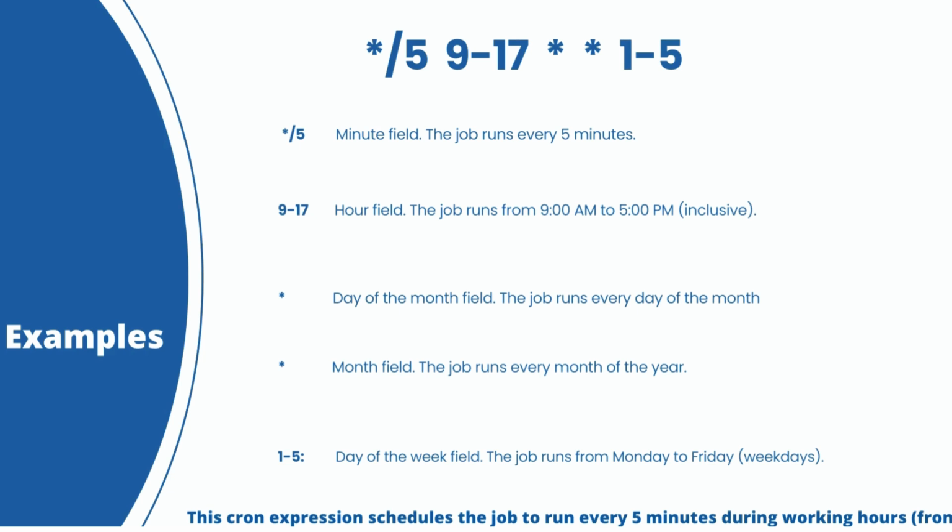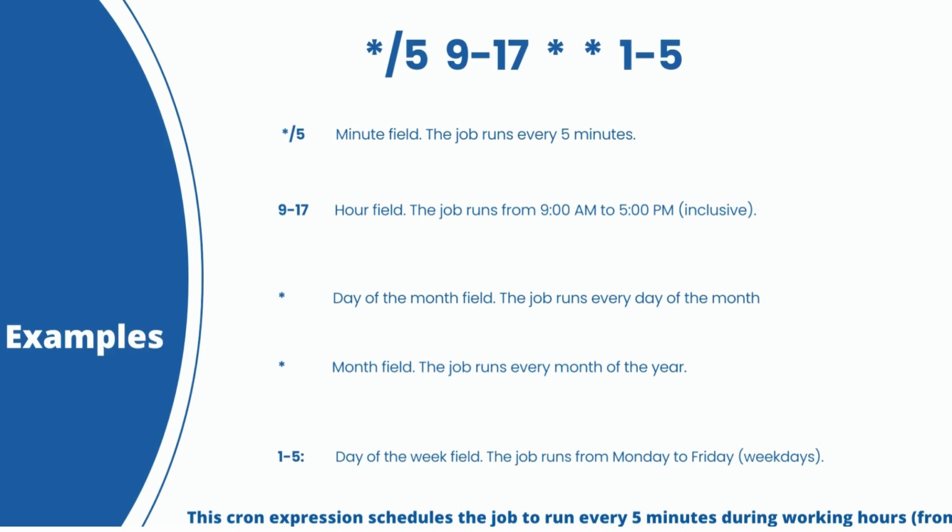to 5 p.m. because 17 minus 12, which is more than 12, so it's going to be in p.m. So this is going to be 5 p.m. Then the next one is run on every day of the month because we have an asterisk there, and every month of the year because we have an asterisk in the month of the year field.